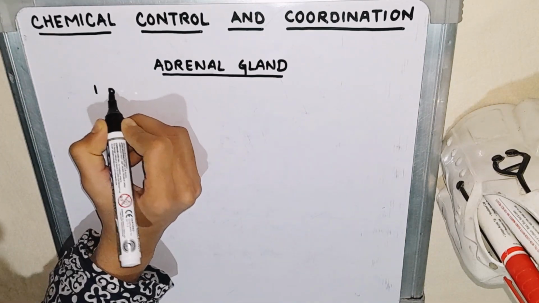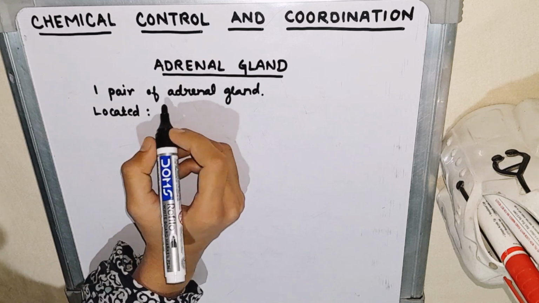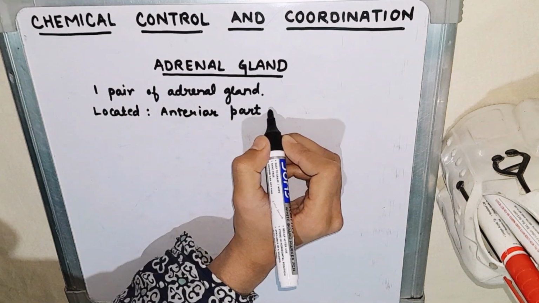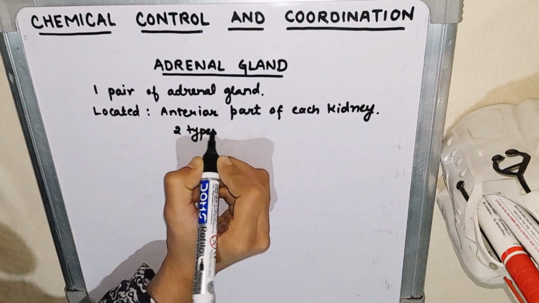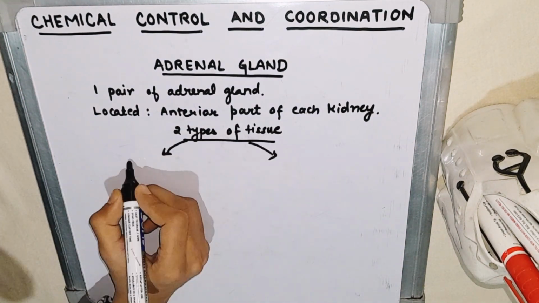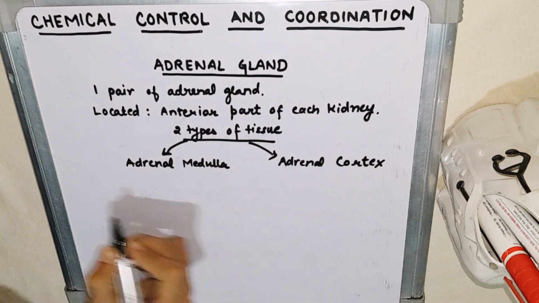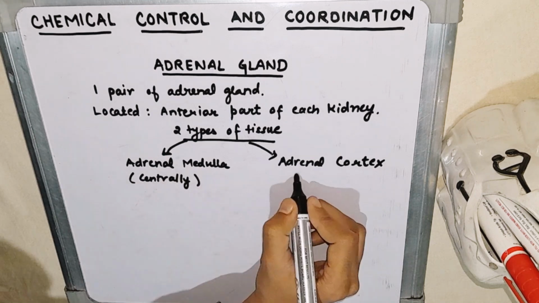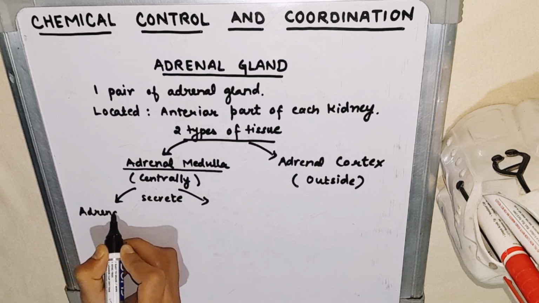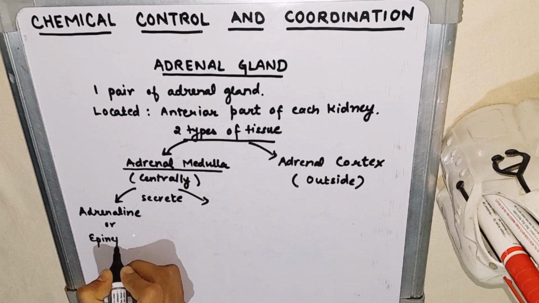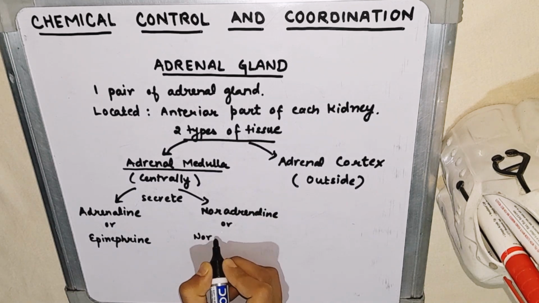Now we have adrenal gland. There is one pair of adrenal glands which is located at the anterior part of your kidneys. Now there are two types of tissues of the adrenal gland. One is adrenal medulla and other is adrenal cortex. The adrenal medulla is located centrally and adrenal cortex on the outside. Adrenal medulla secretes adrenaline or epinephrine hormone and noradrenaline or norepinephrine hormone.